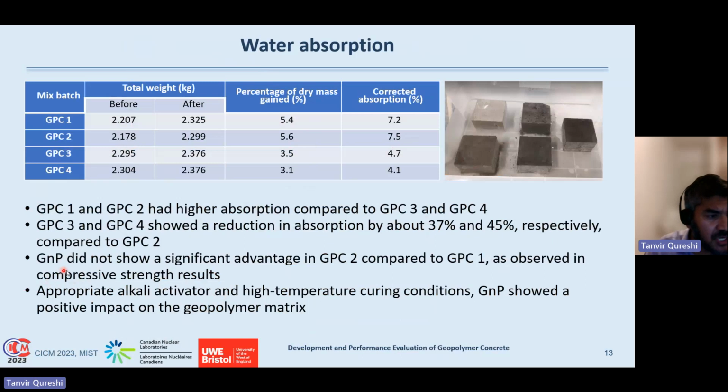And it should be noted that GNP didn't show significant advantages in GPC2 compared to GPC1, as observed in terms of the strength as well. And appropriate alkali activators and high temperature curing combinations combined with the GNP showed a positive impact on the geopolymer matrix.